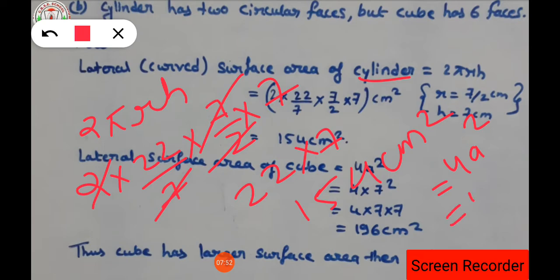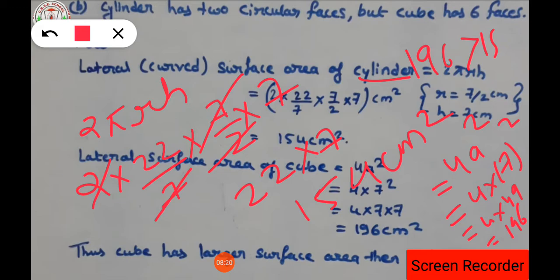What is the side given? That is 4 into 7 square. 7 into 7, it is how much? 49, isn't it? 49 into 4 is 196 centimeter square. So comparing the lateral surface area of a cylinder as well as the lateral surface area of the cube, whose area is larger? The cube area is larger. 196 is greater than 154. 196 centimeter square is greater than 154.